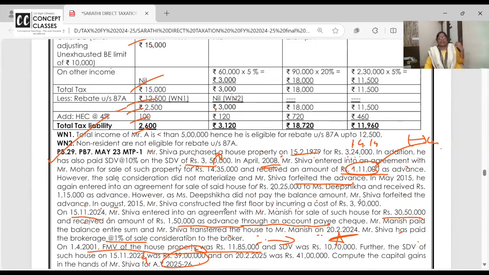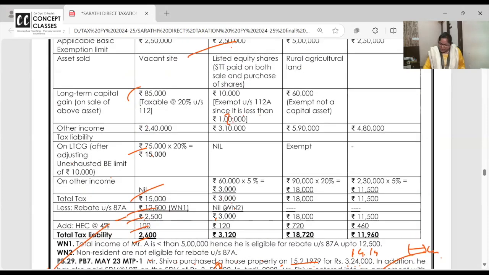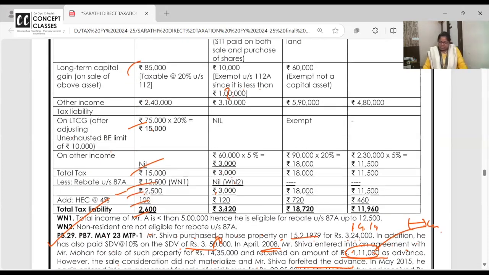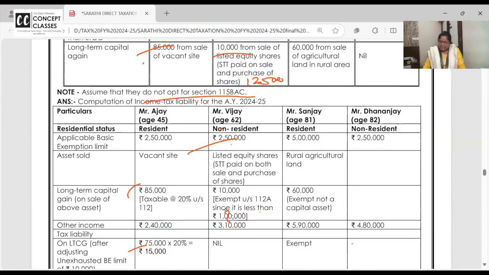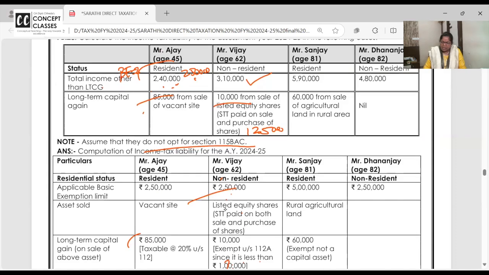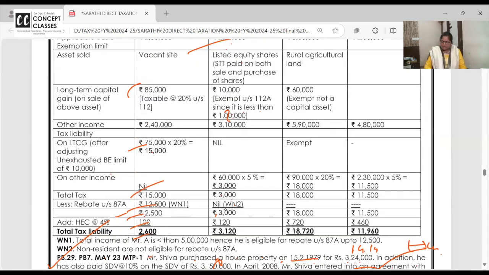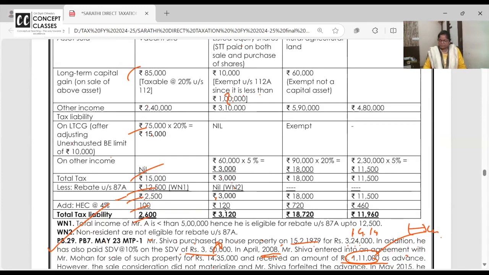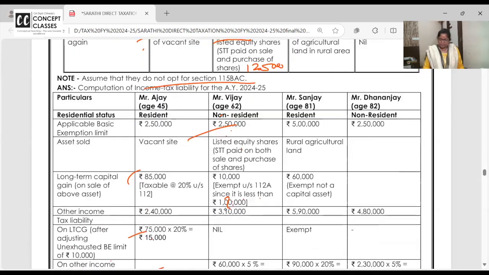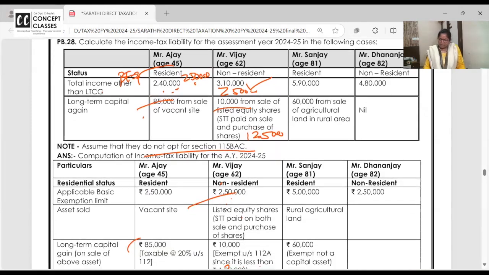Rebate also you will not give. Non-residents don't get rebate. Okay, your income is up to 5 lakh. Under 87A, you take 12,500 as rebate. That's only for seniors, resident citizen. So non-resident, he will not get additional basic exemption of 3 lakh, only 250 will be exempt out of 310, and tax will be charged on the remaining 60,000. He'll not get rebate also.